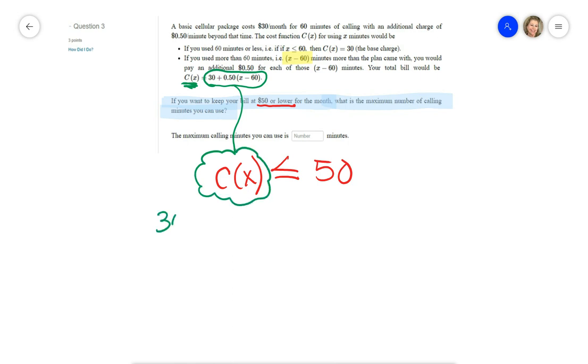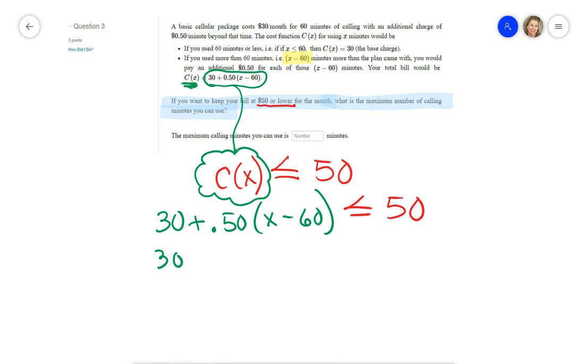I'm going to put 30 plus 0.50 times x minus 60, didn't line that up very well, did I? Is less than or equal to 50. And now all I have to do is use my awesome equation solving skills and solve for x. So first thing I'm going to do is use the distributive property and take this 0.50 and distribute it to the x. That's going to give me a plus 0.50x. And then I'll take it again and distribute it to the minus 60.